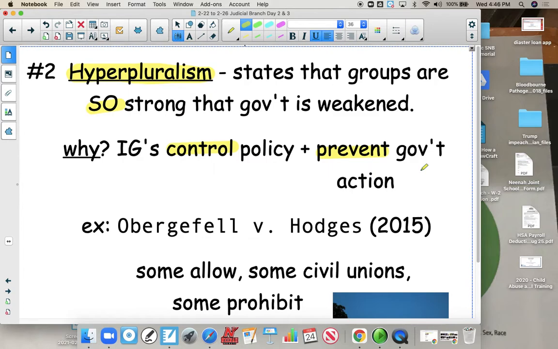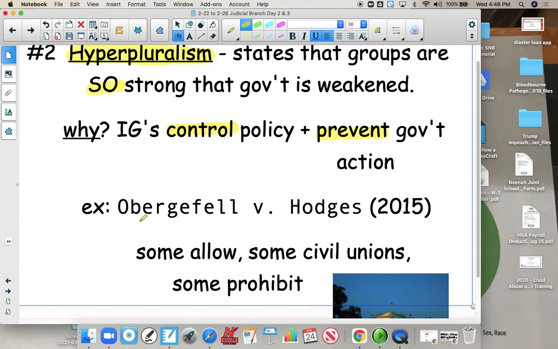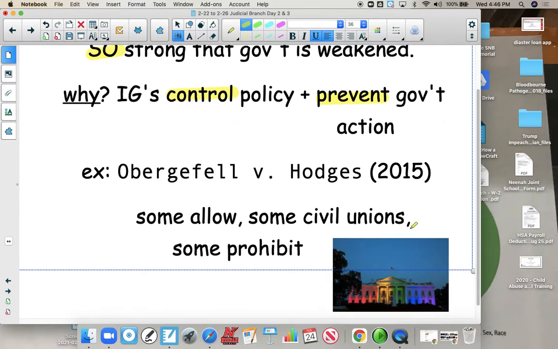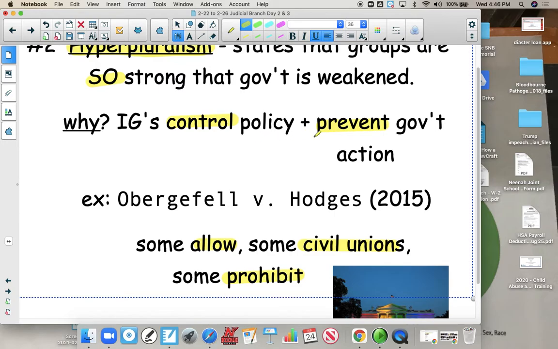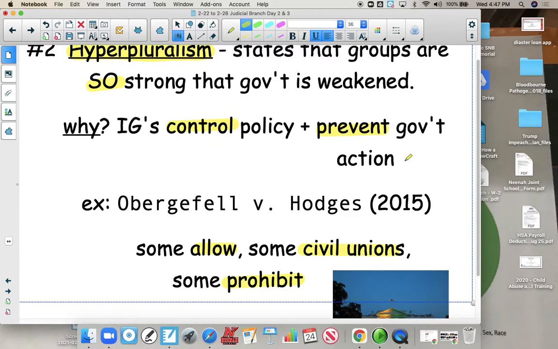Obergefell versus Hodges. I probably said that wrong. It's Obergefell versus Hodges in 2015. Before this Supreme Court decision making same-sex marriage legal in our country, there were many states that allowed it, such as California. Some states, like Wisconsin, offered civil unions, so they recognized marriage, but not as fully as some other states. And there were others, like the hyper-conservative states, maybe like Texas and Nebraska, that prohibited it. So hyperpluralism is theory number 2. It states that groups are super strong and they weaken government. Their control of policy and their preventing action work against each other and make government less effective.